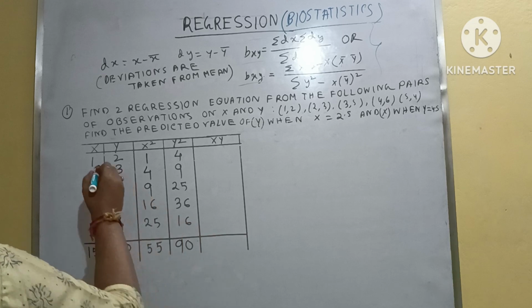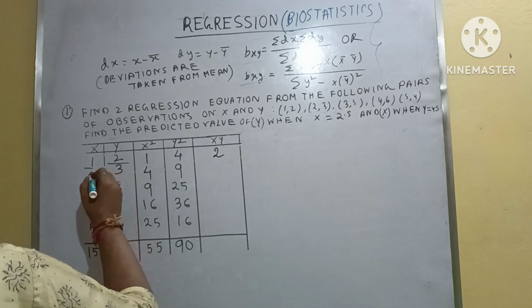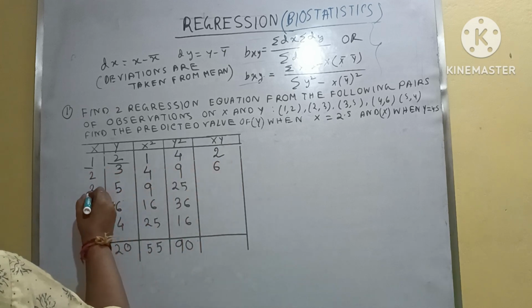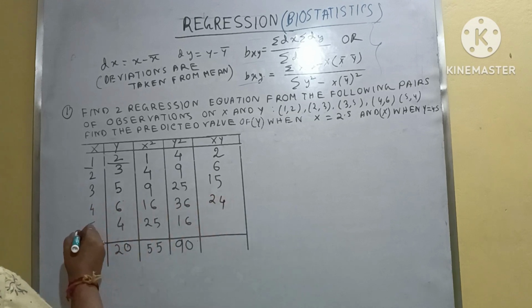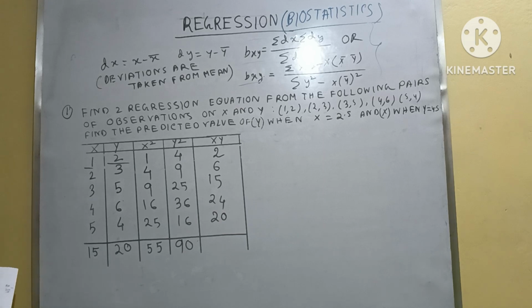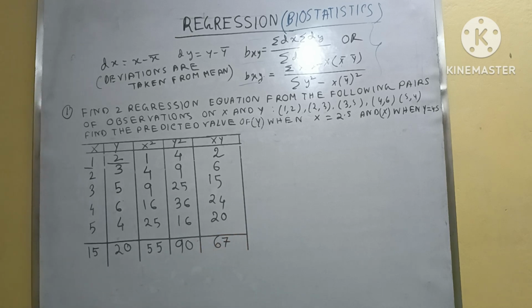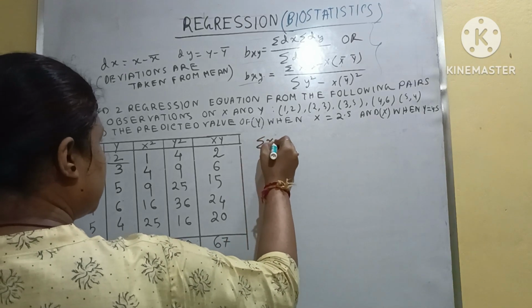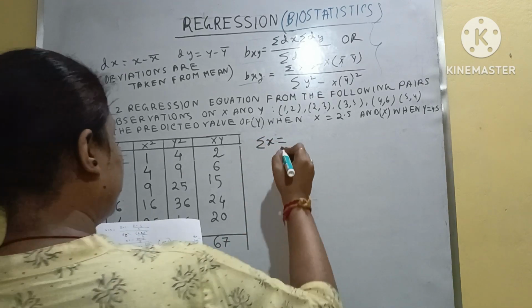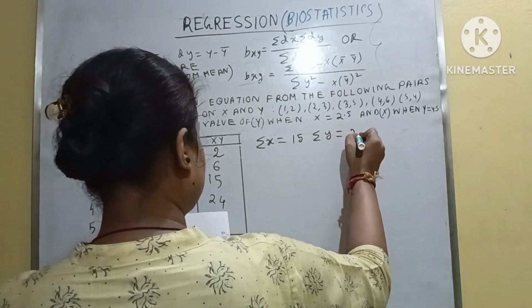Then xy, x and y are multiplied with each other. The first one is 2, second is 6, third is 15, fourth is 24, and the fifth is 20. Clear? These are the xy values, and the total addition of this is 67. Now the formula: summation of x is 15, summation of y is 20.